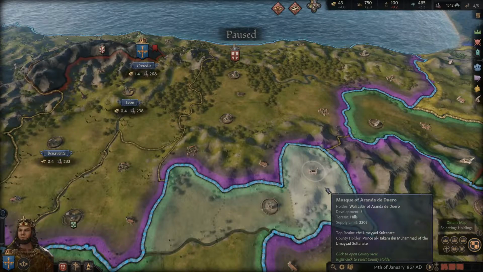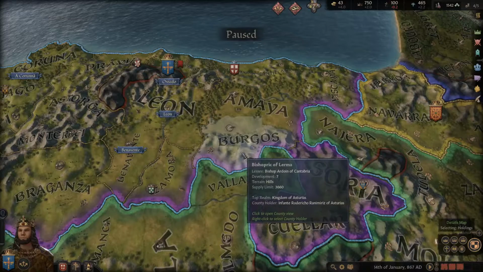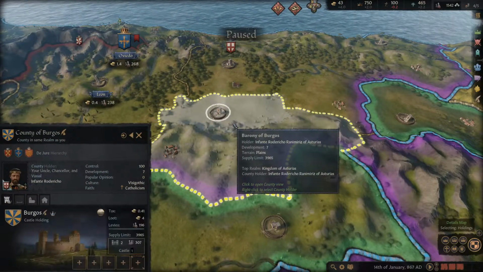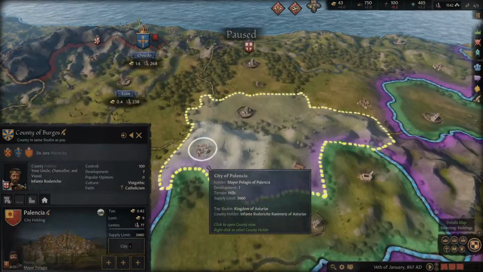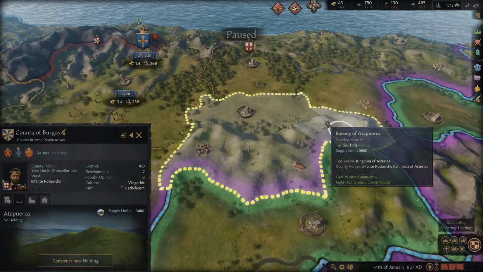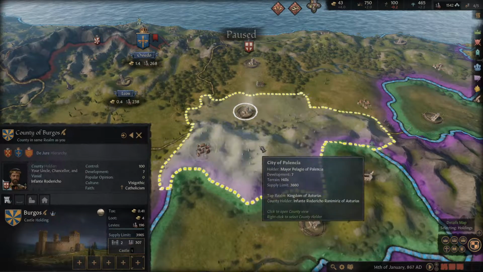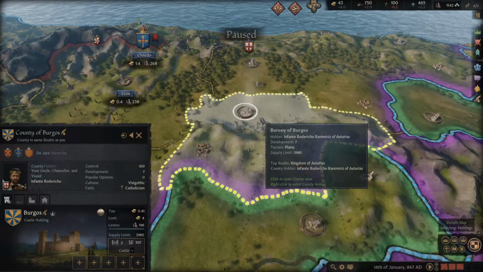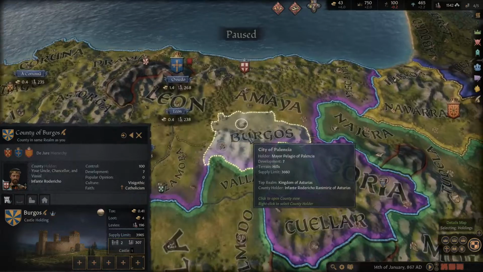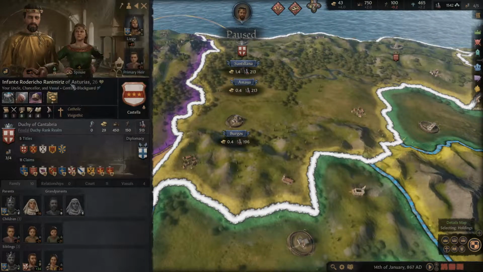So, Burgos is a county in Asturias, okay? And this county is made up of 4 holdings, okay? You've got the Barony of Burgos, the City of Palencia, the Bishopric of Lerma, and the Barony of Atapuerca. By the way, baronies are basically castles, for those who don't know. As said, these 4 holdings that I've just cited make up the county of Burgos, and this county is owned by Infante Rodrigo Ramirez of Asturias.